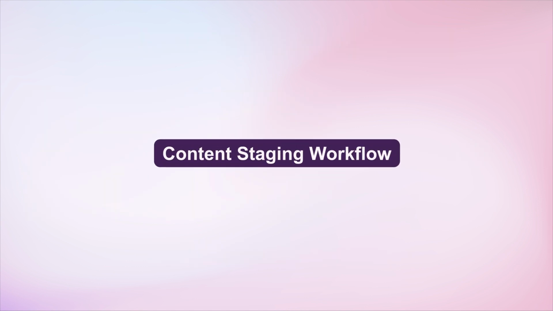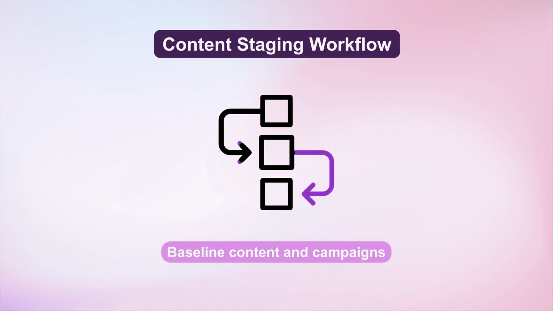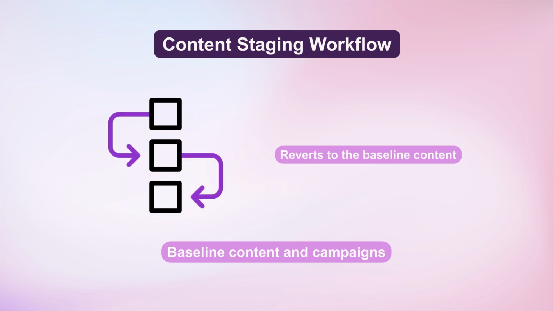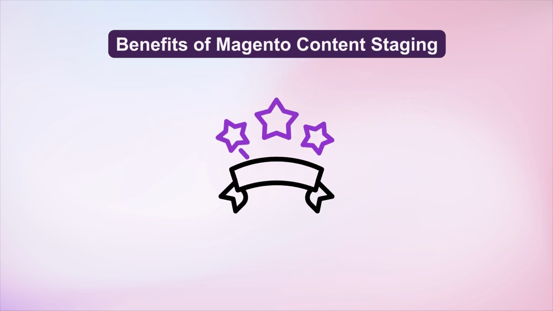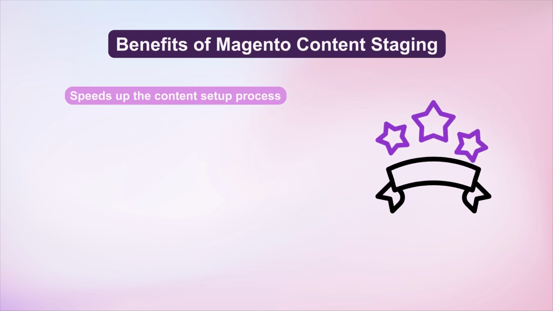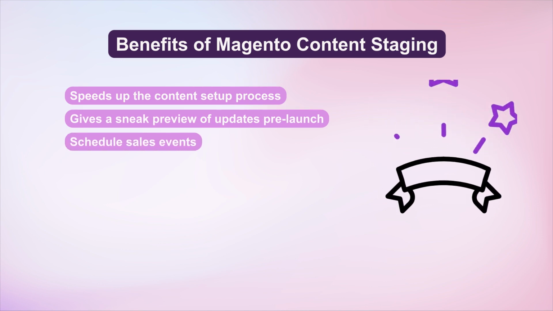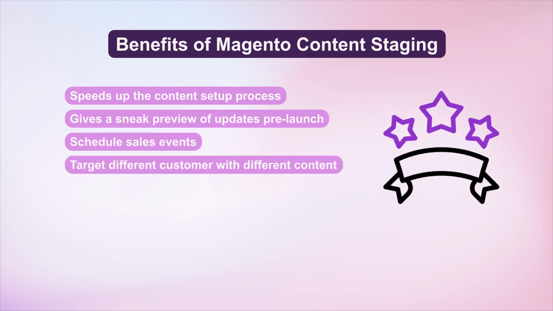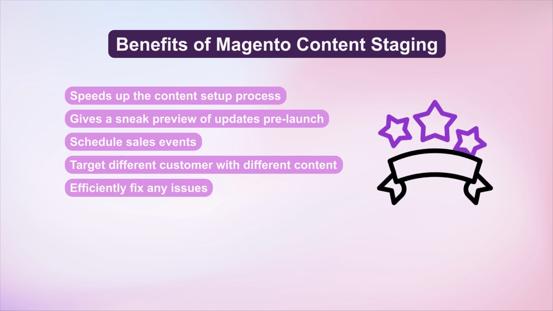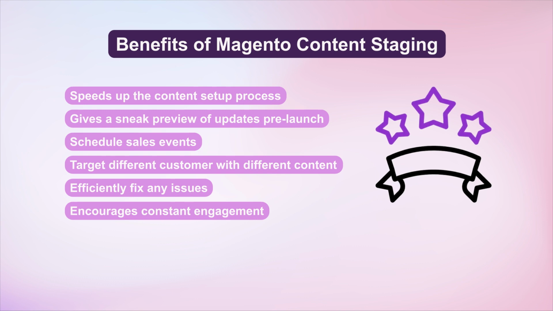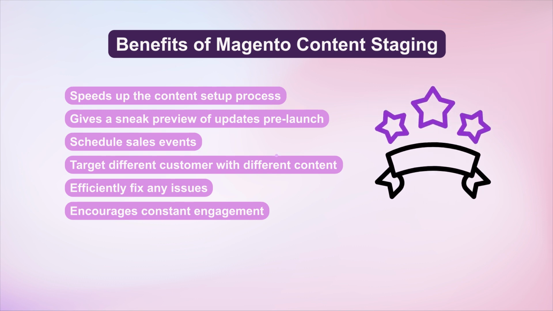The workflow step involves creating baseline content and campaigns. Once active campaigns end, Magento reverts to the baseline content. There are many benefits of the Magento Content Staging feature. It speeds up the content setup process and gives you a sneak preview of your updates pre-launch. You can also schedule sales events, target different customer groups with different content, and efficiently fix any issues from the dashboard. Lastly, Magento Content Staging encourages constant engagement through frequently updated content.